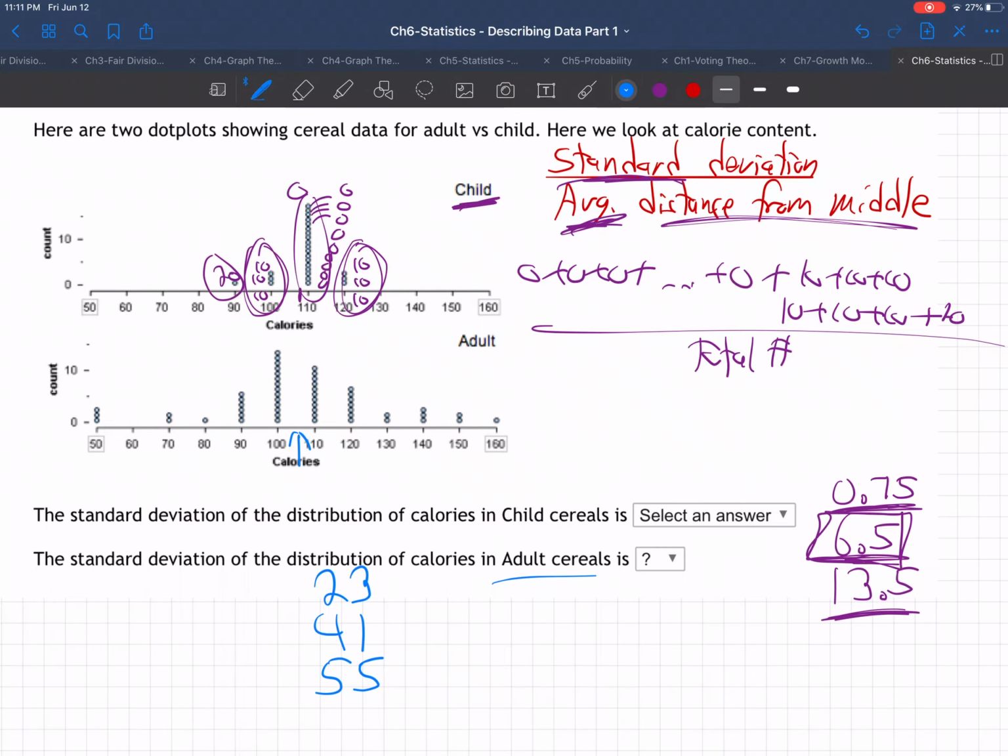I don't know. So how far are these from the middle, right? That's the distance from the middle, average. Well, if this is the middle, about 105 maybe, then these are all 5, 5, 5. Those are all 5s. All those numbers are 5 from the middle. All these numbers are 5 from the middle, right?